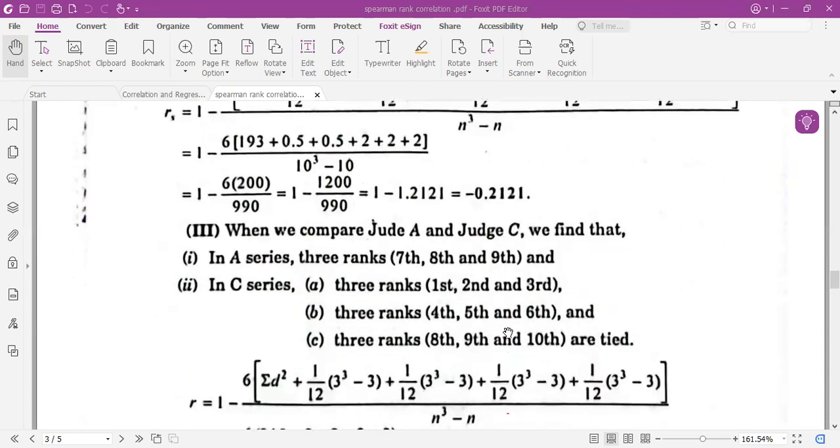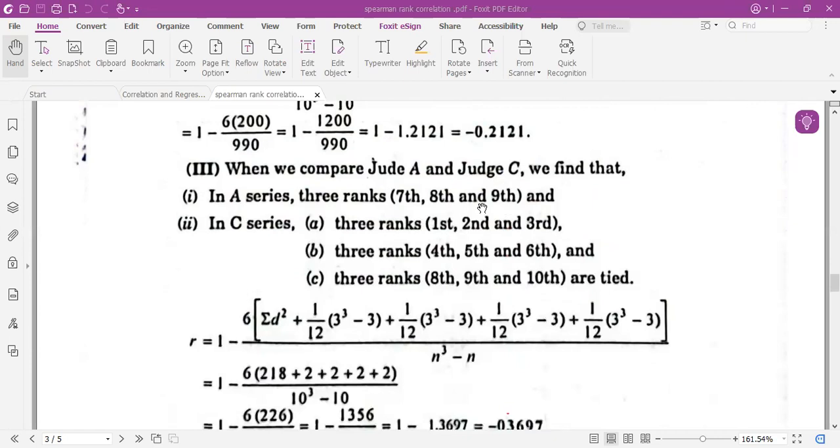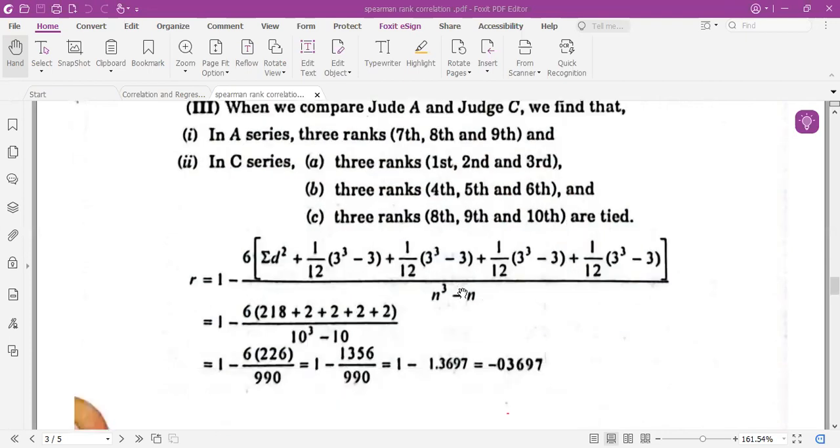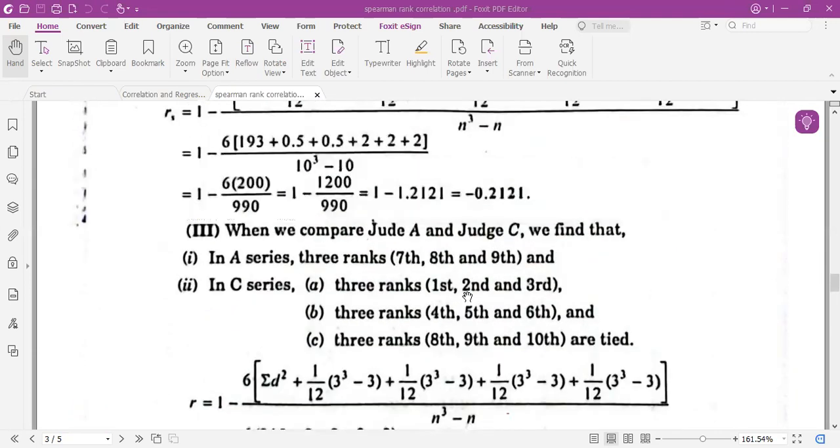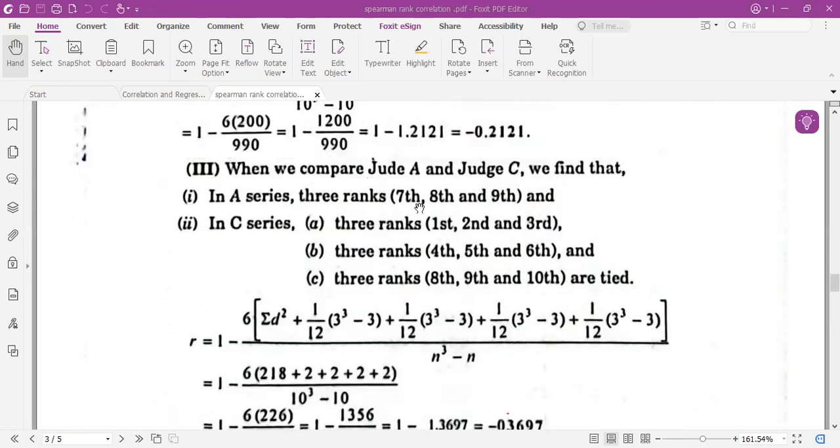Then similarly, if I take A and C, in A we already know three ranks are repeated. In C, the first three ranks are repeated, then the 4th, 5th, and 6th, then the 8th, 9th, and 10th ranks are repeated. So how many variables will you have? You will have one variable M1 for the first one, so M1 is 3. Then M2, which is once again 3. Then M3, once again 3.